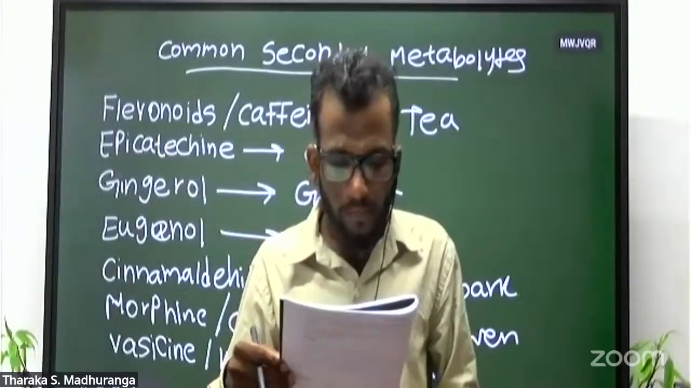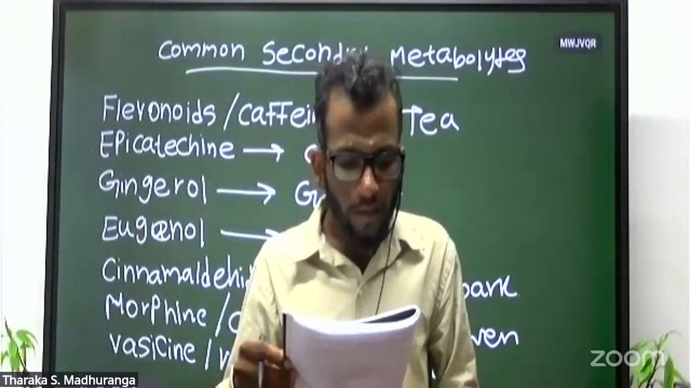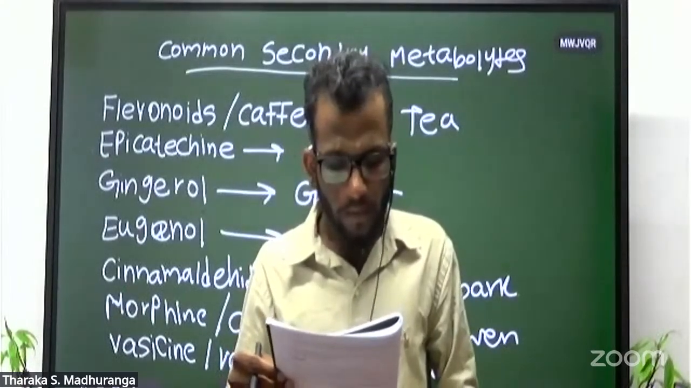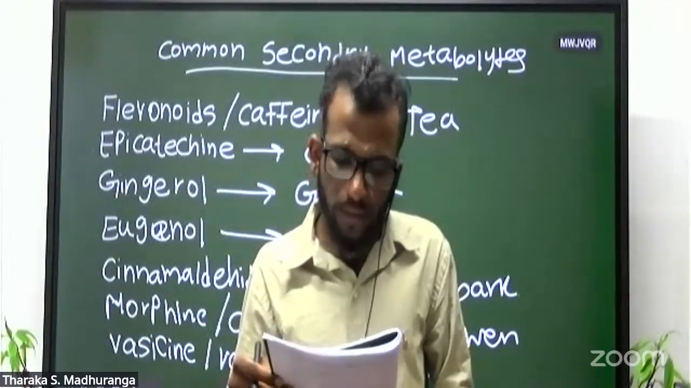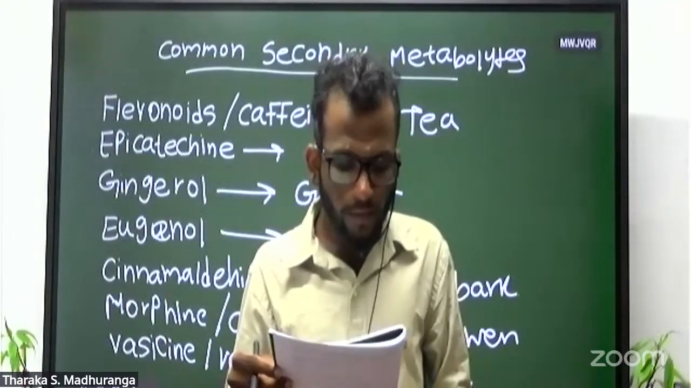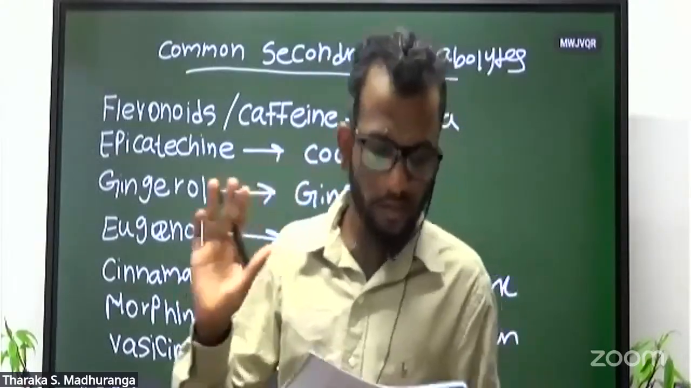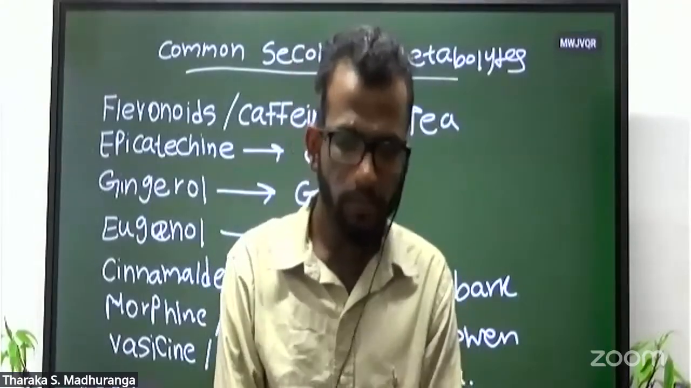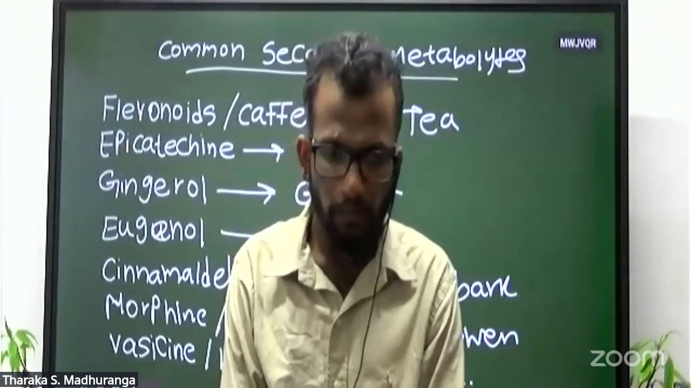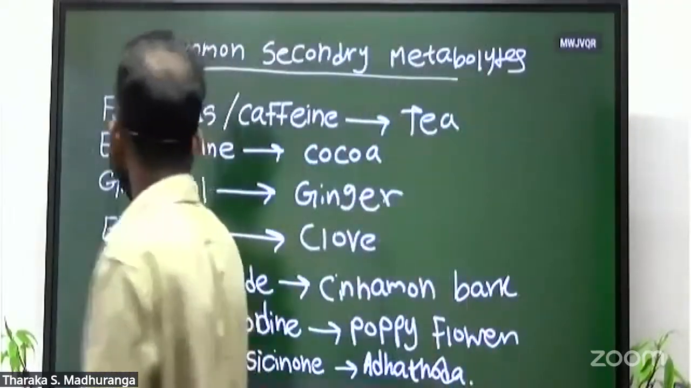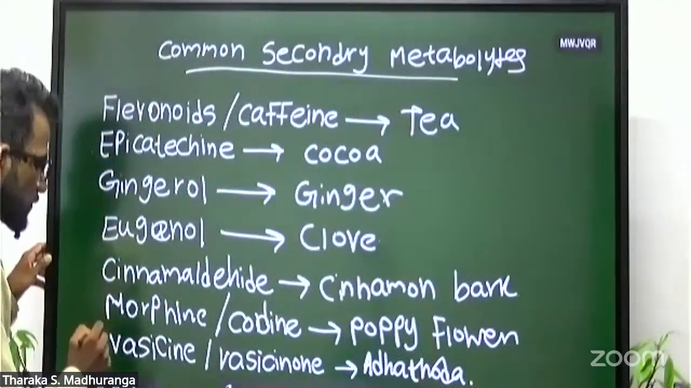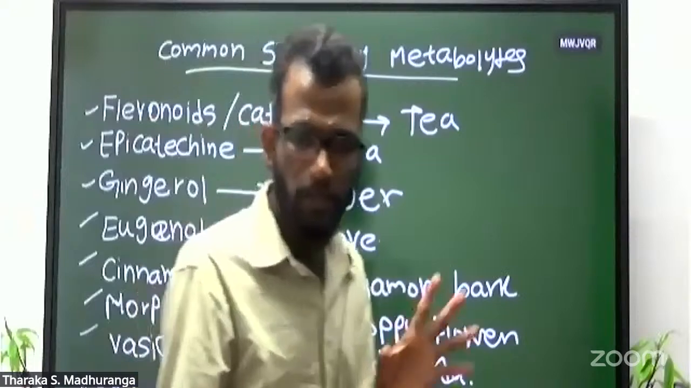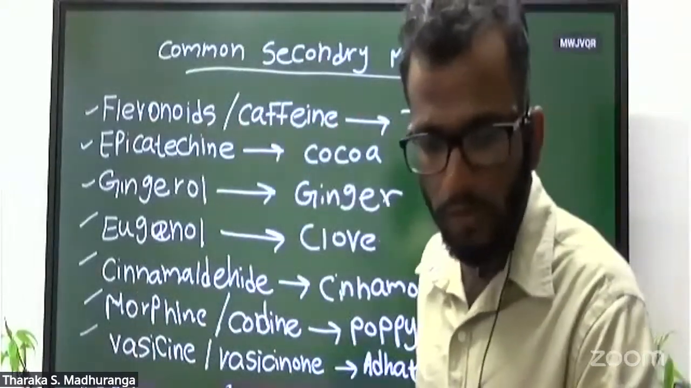The aloe vera leaves, anthraquinones, marine bacteria, discodermide. You don't need those. If you remember up to vasicin and vasicinone, that is enough. Then you need to remember 1, 2, 3, 4, 5, 6, 7. If you remember these terms and the source, that is enough.